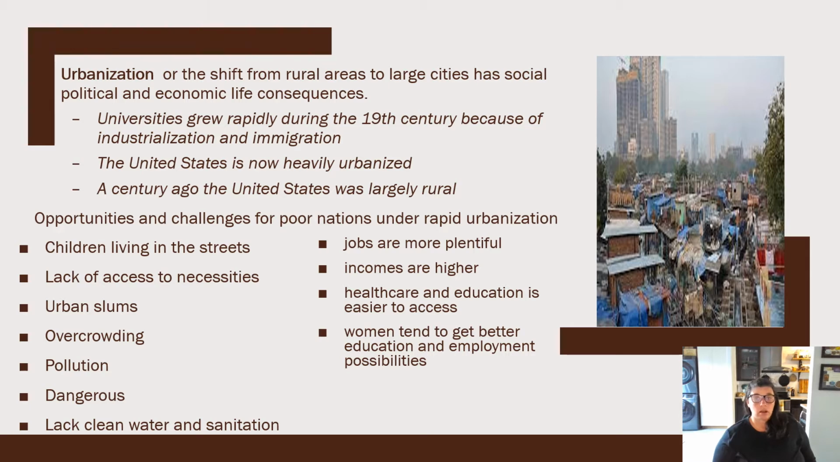You see a lot more pollution. So we tend to dump pollutants in areas that are poor or rural areas. So you see more pollution and you see more crime within, especially rapid urbanization or when you have overcrowding in urban slums. And then, of course, a lack of clean water and sanitation.